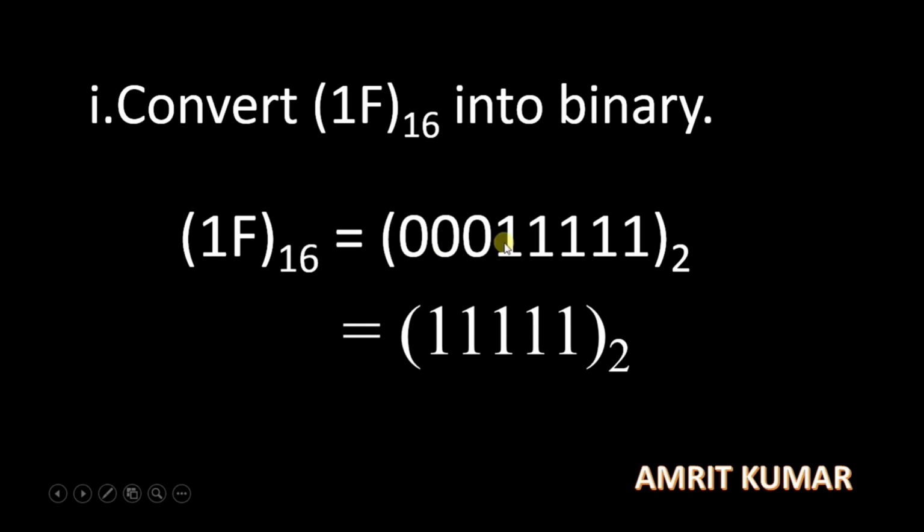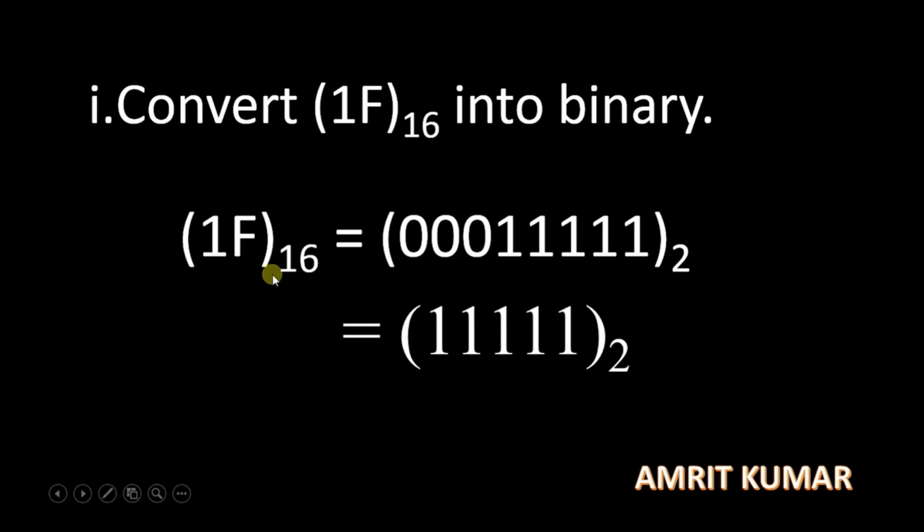And we know the conversion: 2 to the power 0 multiplied by 1 is 1, 2 to the power 1 multiplied by 0 is 0, 2 to the power 2 multiplied by 0 is 0, 2 to the power 3 multiplied by 0 is 0. Adding 0 plus 0 plus 0 plus 1 gives 1. So these 4 bits represent the digit whose value is 1, and the other 4 bits represent the digit whose value is 15, which in the hexadecimal number system is F.